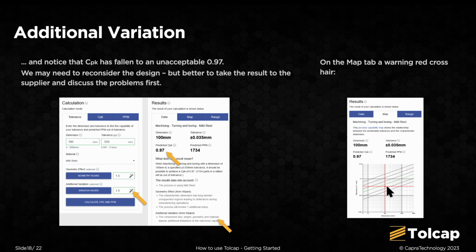Well, that's a tear up then. Maybe, but not yet. Okay, we're predicting a low CPK, but we know the factors that cause that low value. The part is big and it's long and thin. Let's take the result to the supplier and discuss the problem first.